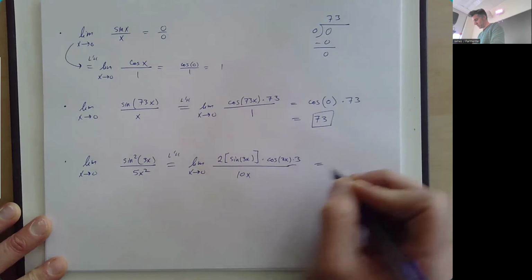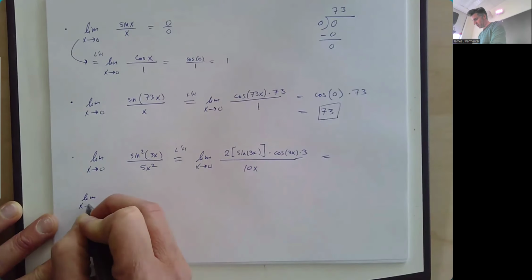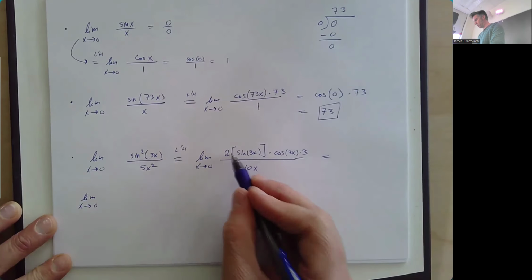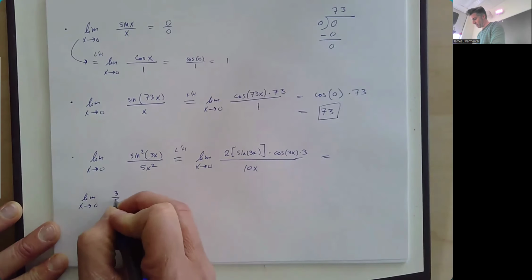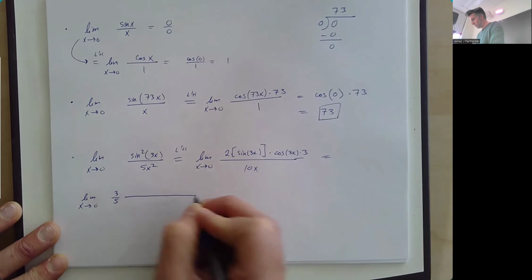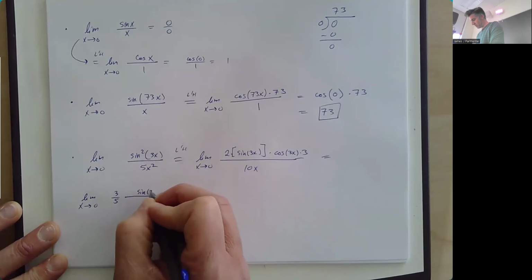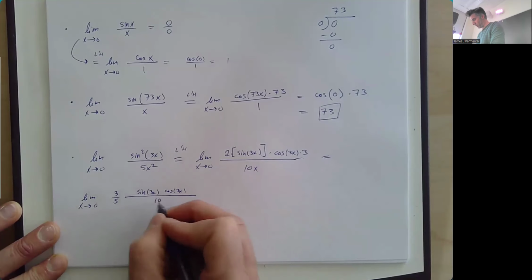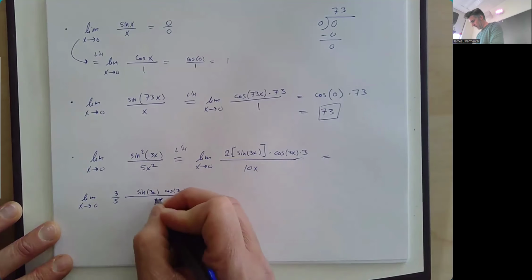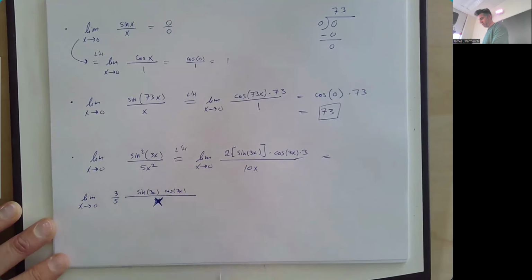I'm going to rewrite this as the limit as x goes to 0. 2 times 3 is 6 over 10, or I could actually reduce that to 3 over 5. I've got 3/5 times the fraction sine of 3x cosine of 3x over, oh, sorry, over just x. Apologies there. That's terrible. It's an x, I promise you. Sorry. Looks awful.